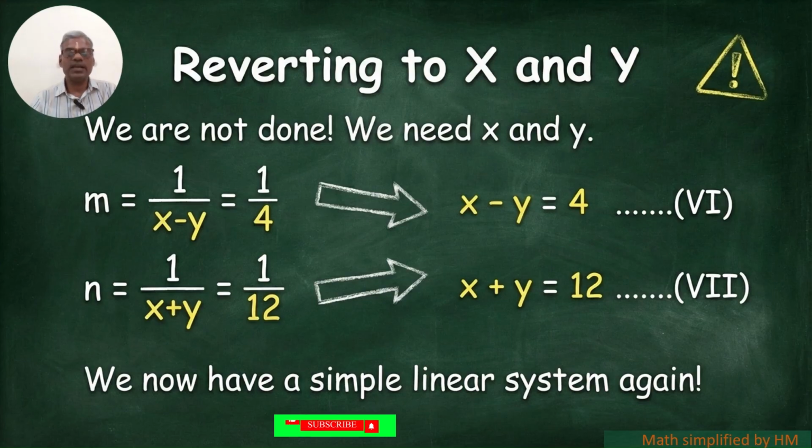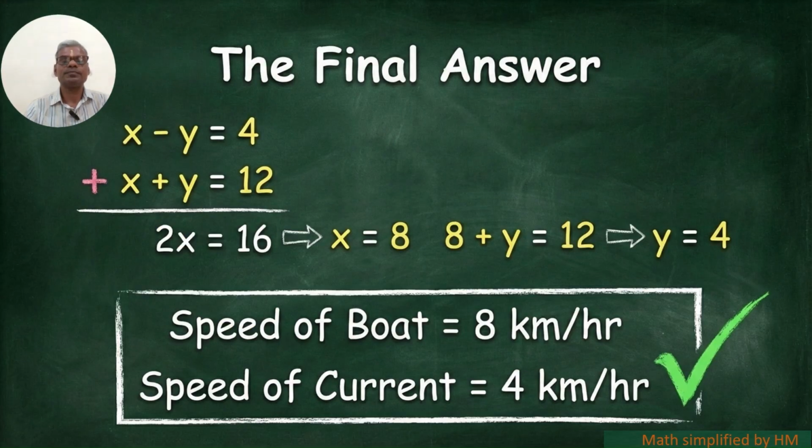We can easily eliminate y by adding these equations. So adding, we get 2x is equal to 16, which gives x is equal to 8. Putting x is equal to 8 in the equation x plus y is equal to 12, we get 8 plus y is equal to 12, which gives y is equal to 4. So the speed of the boat is 8 km per hour and the speed of the current is 4 km per hour.